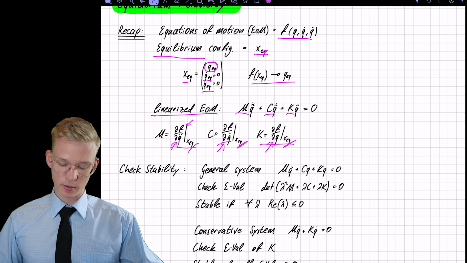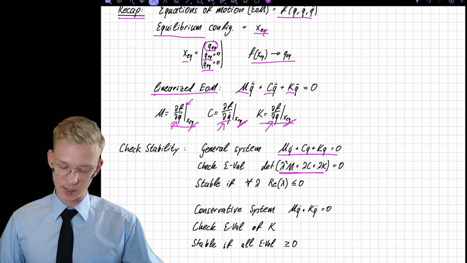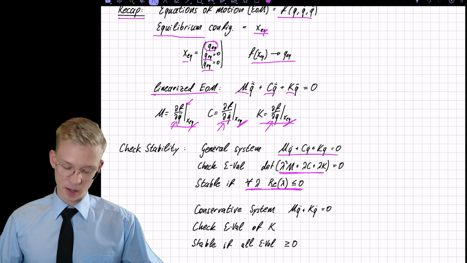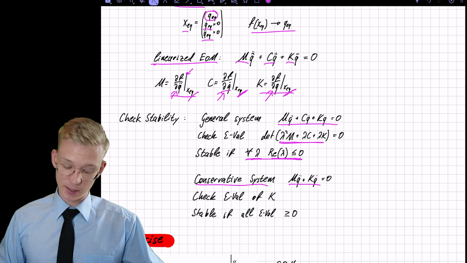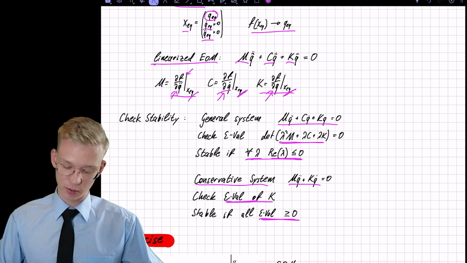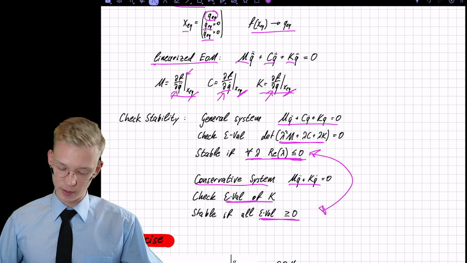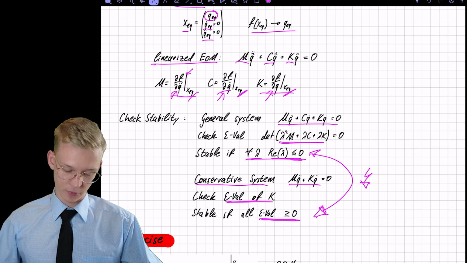To check stability in the general system, we can use the linearized equation and check the eigenvalues of the system itself. It is only stable if the eigenvalues, the lambdas, are smaller than or equal to zero. If we have a conservative system, so no damping, it is enough to check the eigenvalues of K, and they have to be larger than zero. So do not confuse these parts. If we look at the whole system, it must be zero or negative. And if we look just at the K matrix, they have to be positive or zero.